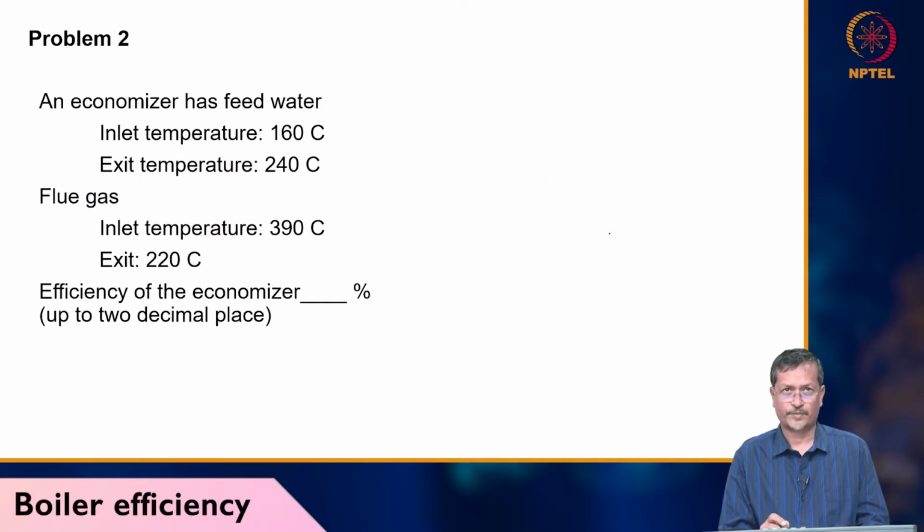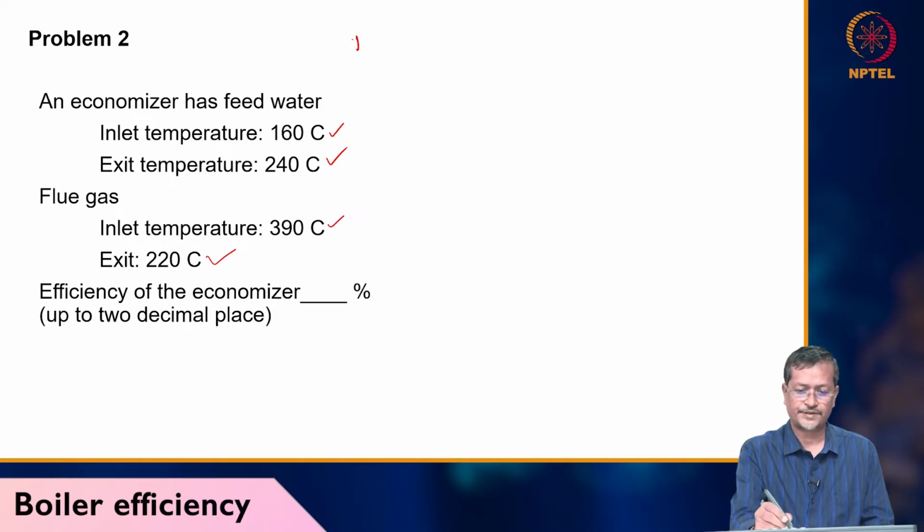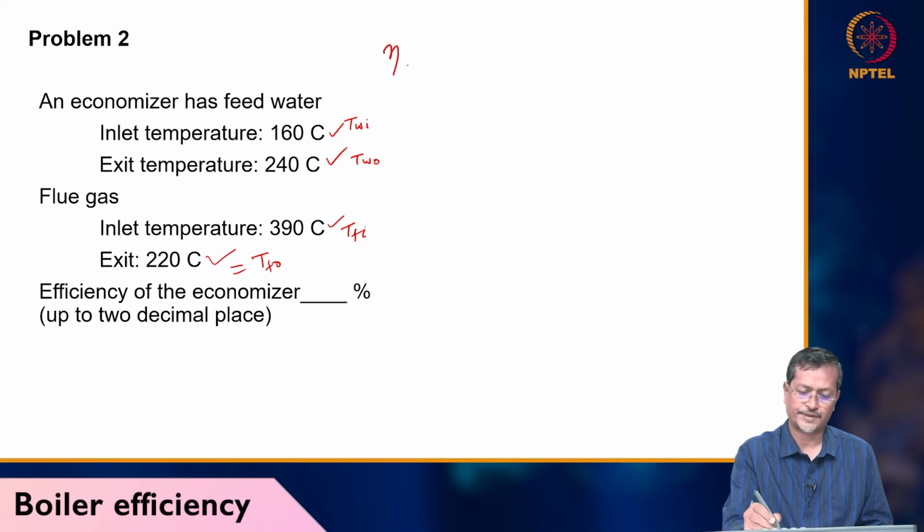Now we'll try to solve some problems. The first problem is on an economizer. An economizer has a feed water inlet temperature of 160 degrees and exit temperature of 240 degrees, flue gas inlet temperature 390 degrees and exit temperature 220 degrees. I have to calculate the efficiency of the economizer. So I can write TWI, TWO for the feed water inlet and exit, TFI and TFO for the flue gas, and then you have to calculate eta economizer.